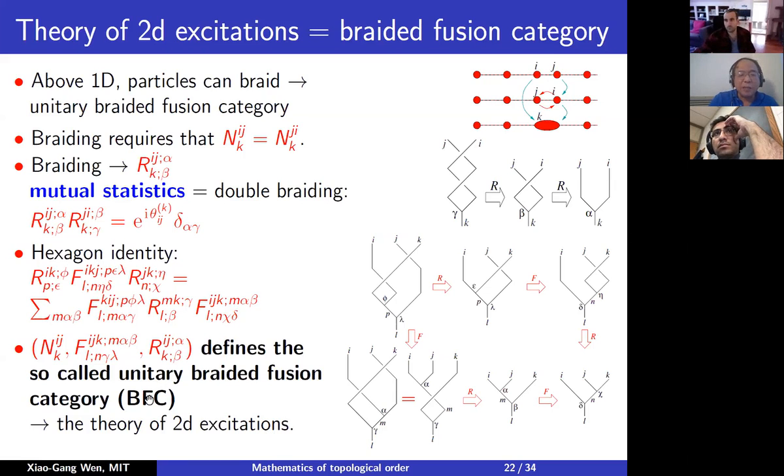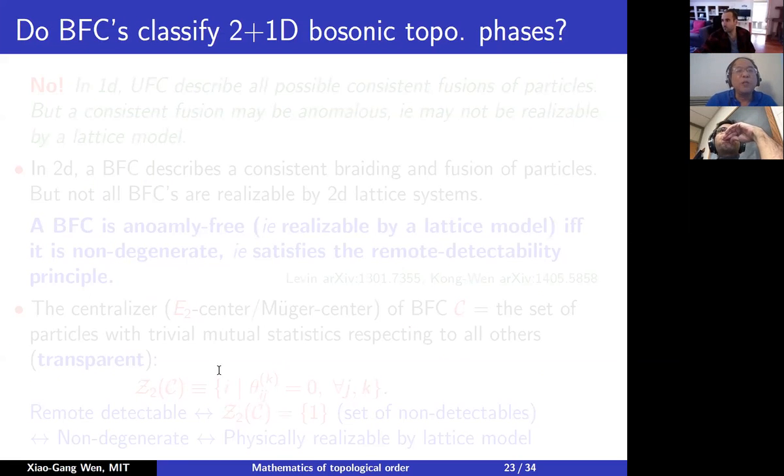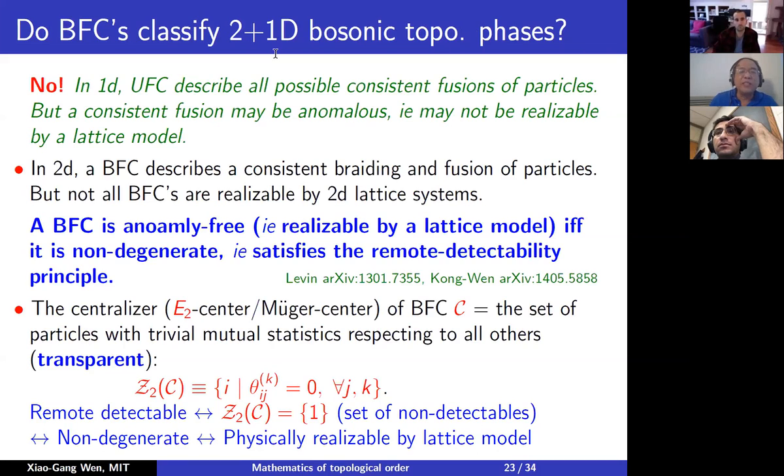This is much richer, and mathematically it has been studied more. There's a lot of study in this. But certainly we would ask whether this braided fusion category classifies 2D topological order or not. And the answer is no. The reason is similar: this braided fusion category describes a consistent fusion and braiding, but maybe they are not realizable, and maybe they are anomalous. So only anomaly-free braided fusion categories correspond to topological order. So we need to find anomaly-free braided fusion categories.